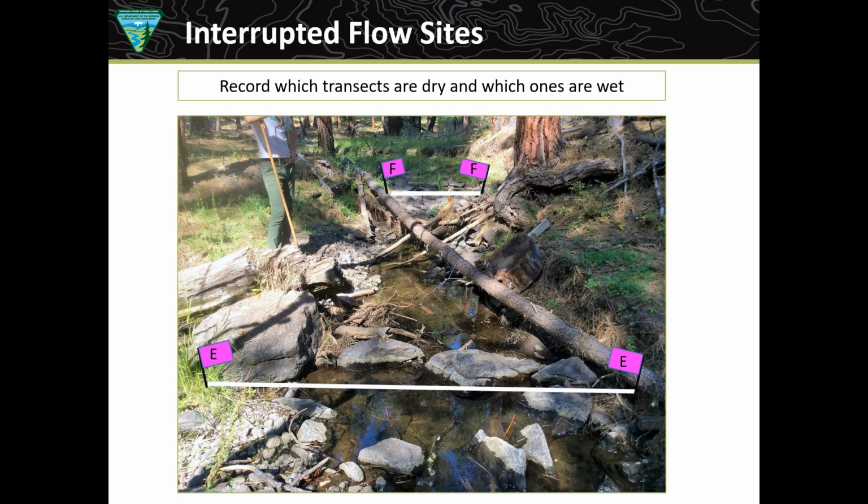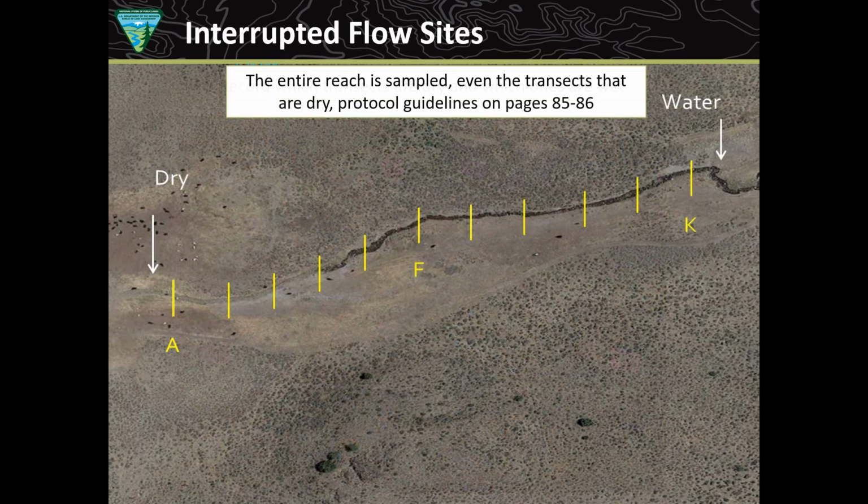When recording data at a site with interrupted flow, it is important to mark it as an interrupted flow site and record which transects are dry and which ones are wet. The entire reach is sampled at interrupted flow sites, even at the transects that are dry. Pages 85 through 86 in the protocol outline the changes that need to be made to the standard sampling methods.